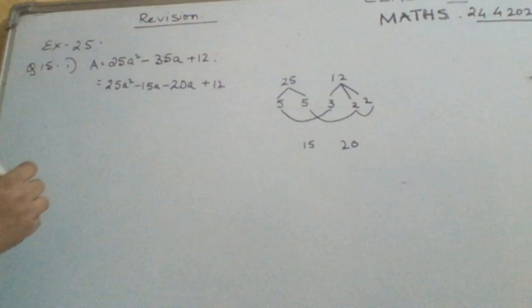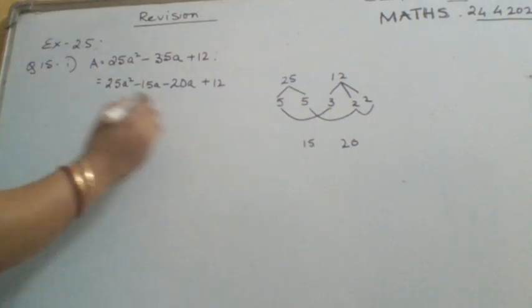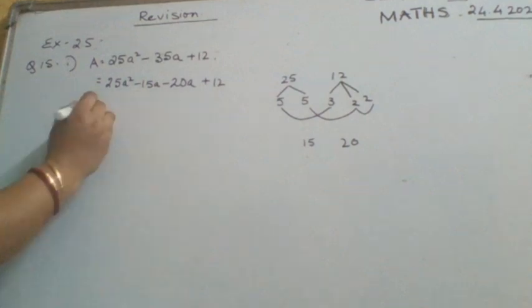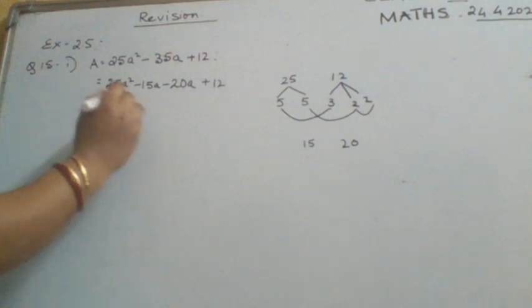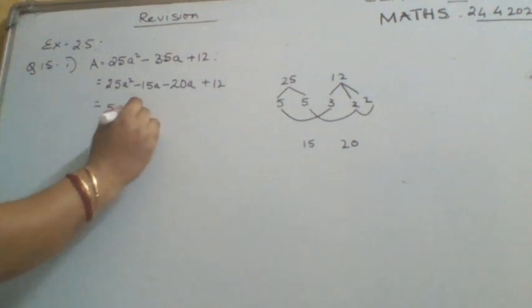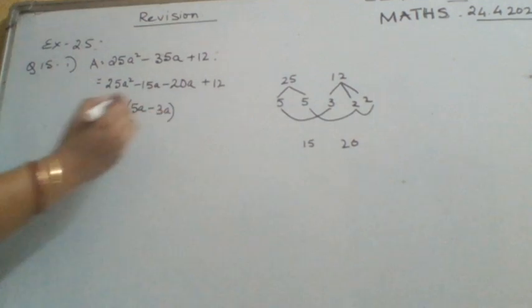So you are fine now. This is the only difficult part you need to do. Thereafter everything is very simple. From the first two terms, you take 5a common. If you take 5a common, you get 5a within the bracket, and because 5a has been taken common, you are left with 3a over here.